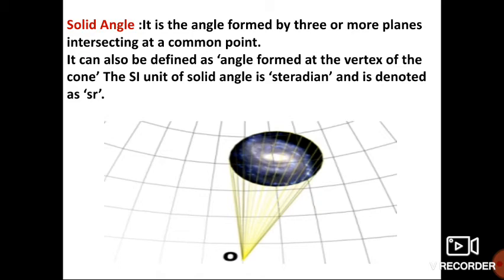Next one, solid angle. It is the angle formed by 3 or more planes intersecting at a common point. Okay. Intersecting at a particular point. So the angle formed between two or more planes. It can also be defined as the angle formed at the vertex of the cone. This is called what? Vertex of the cone. Clear? O is the vertex. So the SI unit of solid angle is steradian and is denoted by sr.